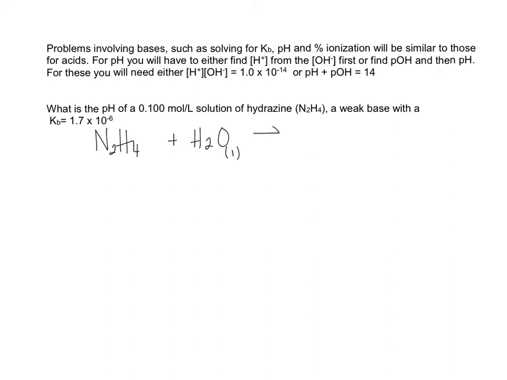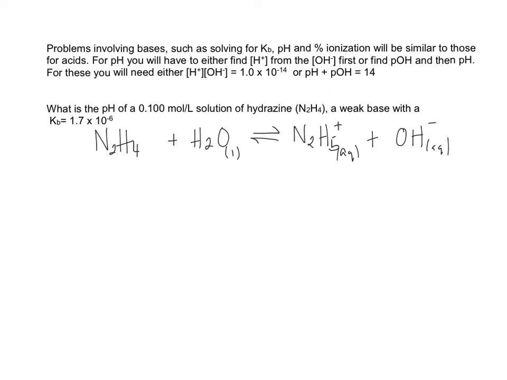Now, if the hydrazine is a weak base, that means it accepts an H plus from water. So N2H5, now with a +1 charge. And the water has donated an H plus, so it's left as an OH minus. So there we go. Add an H plus to your base formula, and the other product is the hydroxide.